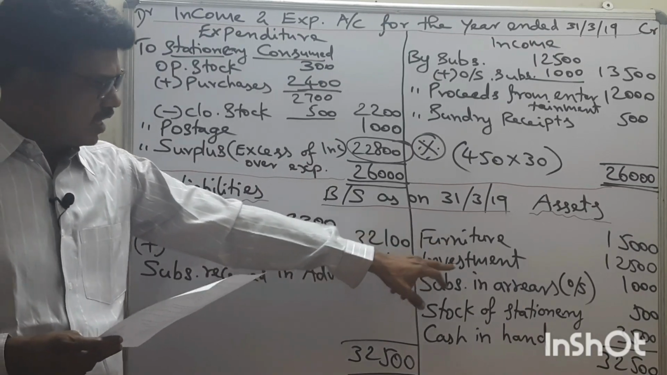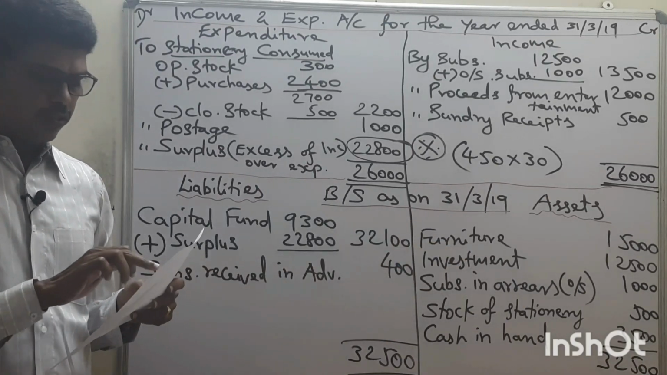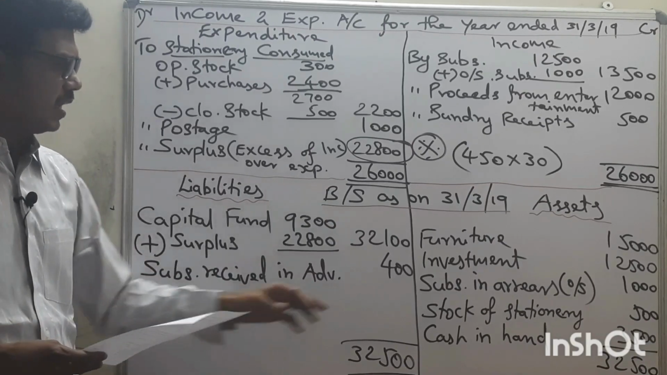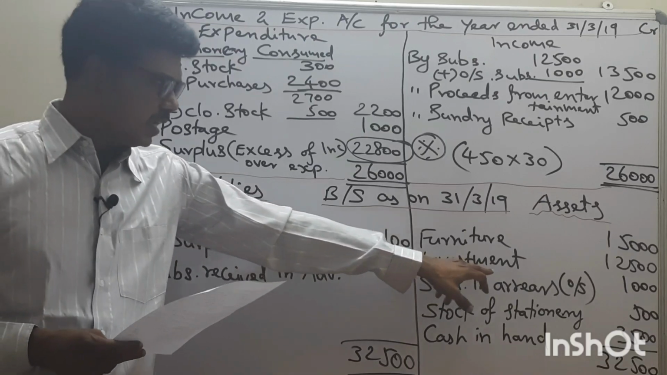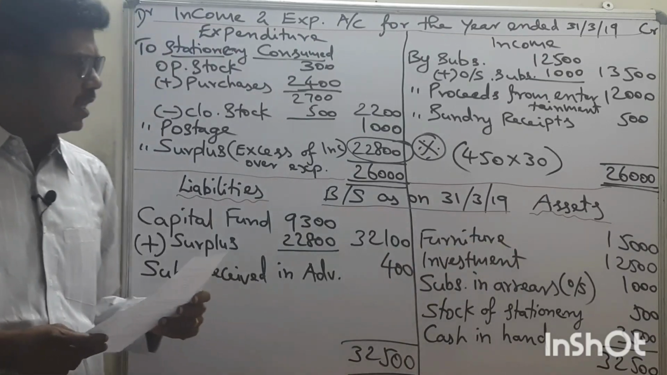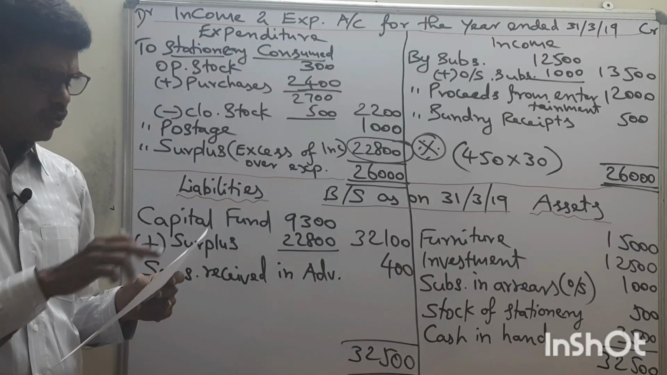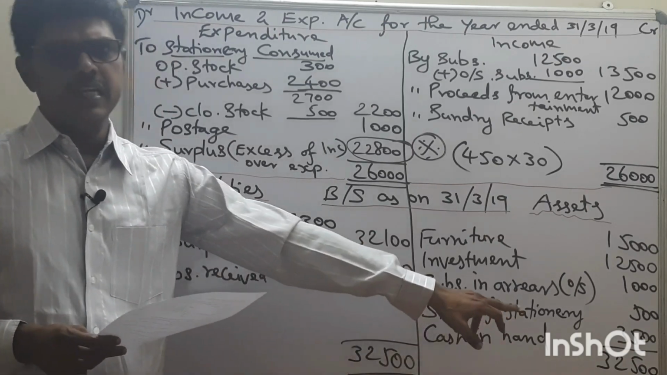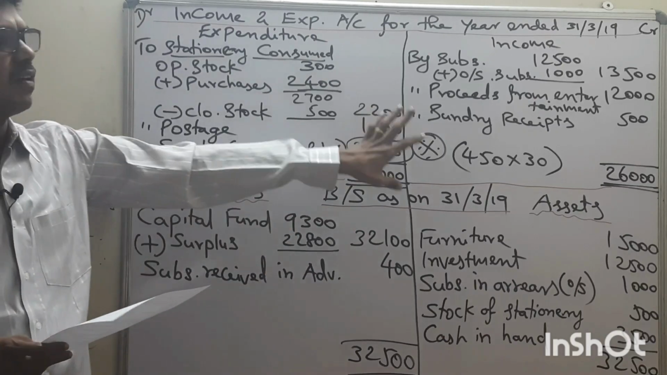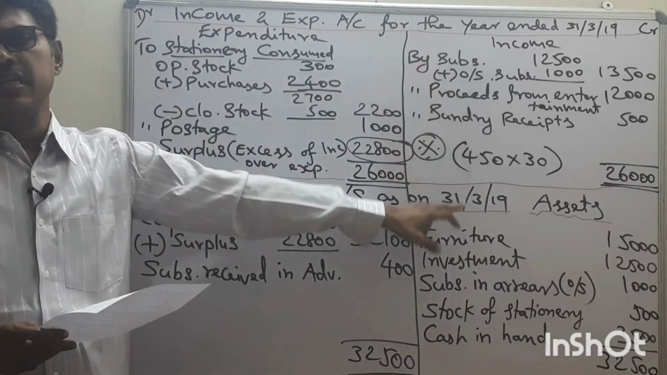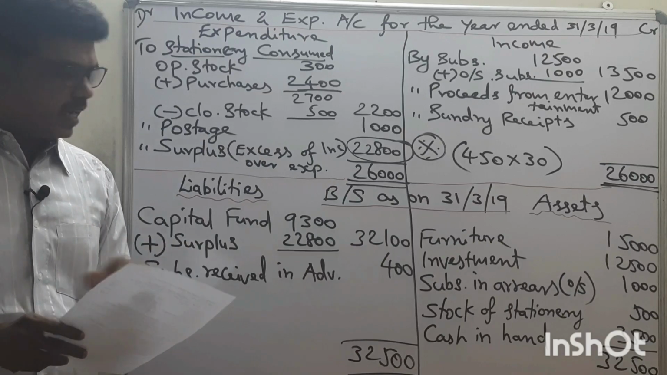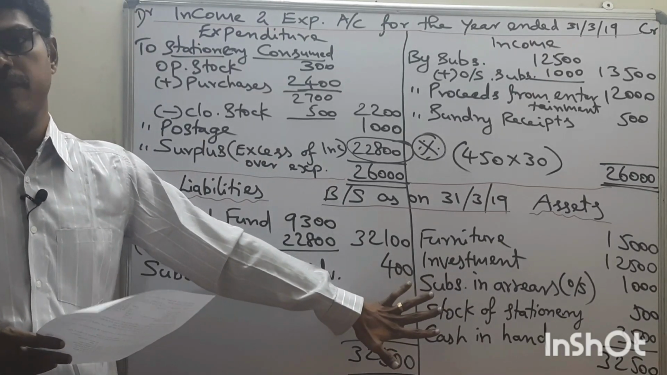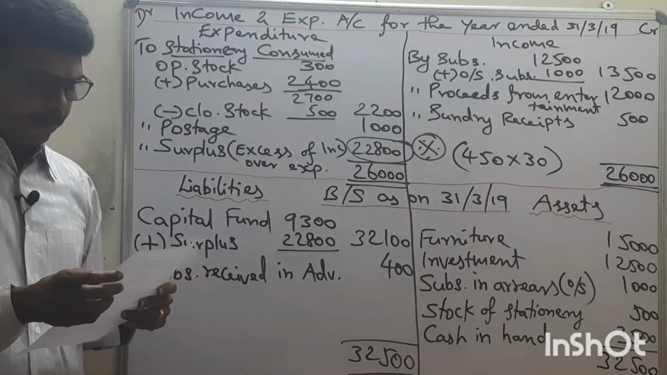Furniture is 15,000. Investment, here we should see stationery already we have taken. Then investment 12,500. There is no additional information related to investment, so we have written the amount in the outer column. Then postage is the expenditure. Cash in hand is the asset. 31st March 2019. Whatever is available in the business on 31st March is the asset. Right? Cash in hand 3,500. Opening cash in hand will not affect the current year account. Right? Already I have explained.